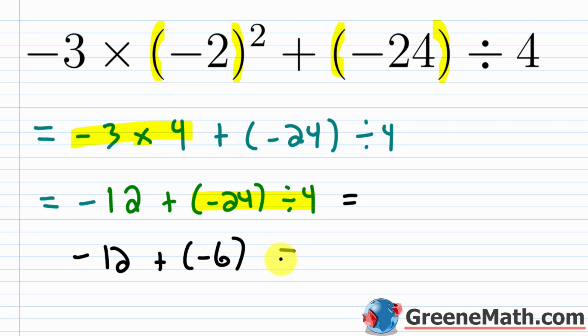So the last thing here is just to do this addition. So -12 plus -6, you have a common sign. Both of these guys are negative, so the answer would be negative. And then you could just add the absolute values. So 12 plus 6 is 18. So this gives me a final answer of -18.